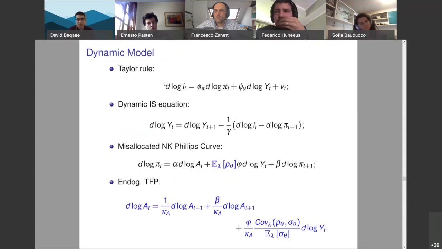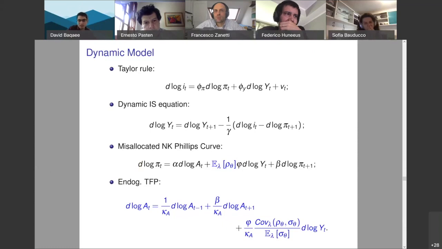So 2 of the equations are identical to what we had before, so I don't need to spend any time on them. The first one is the Taylor rule. Obviously, that's just going to be the same as what you find in Galí's textbook. The second equation is the Euler equation, or the dynamic IS equation, which is also just the usual one. The 2 equations that are a bit different are the New Keynesian Phillips curve, which now is different, and this endogenous TFP equation that I mentioned briefly, which is absent from the 3-equation model.